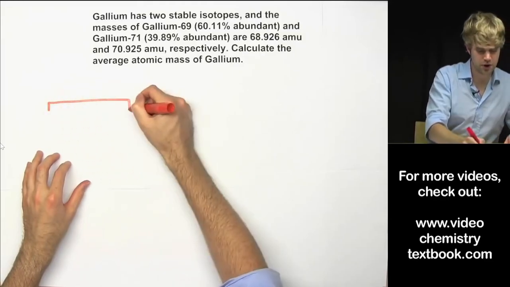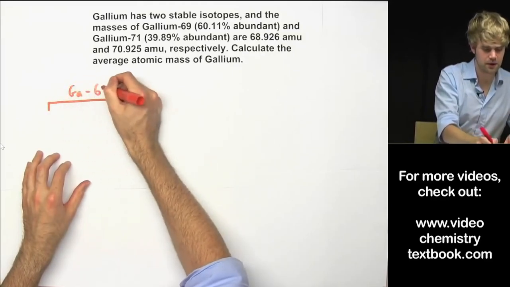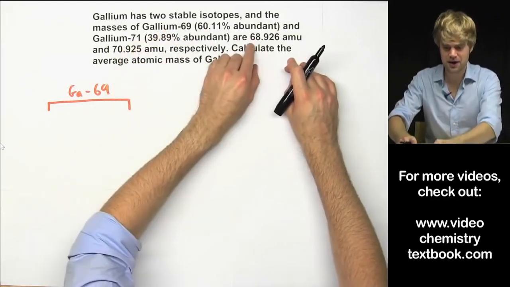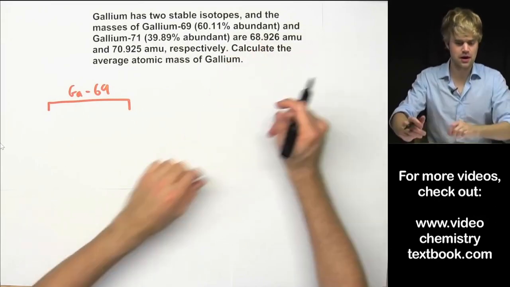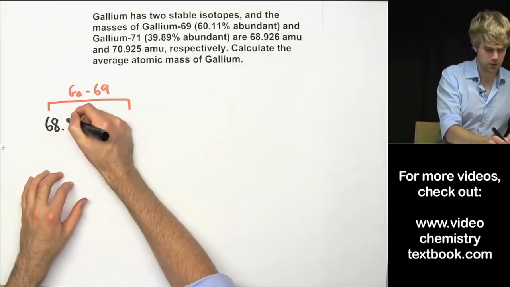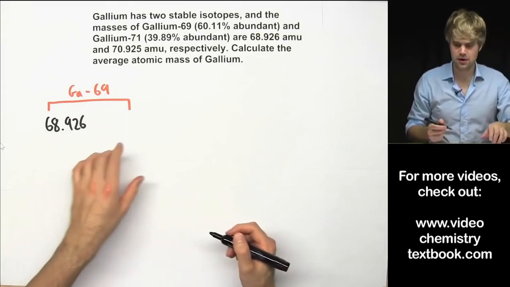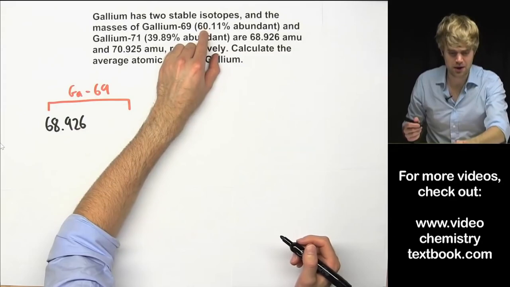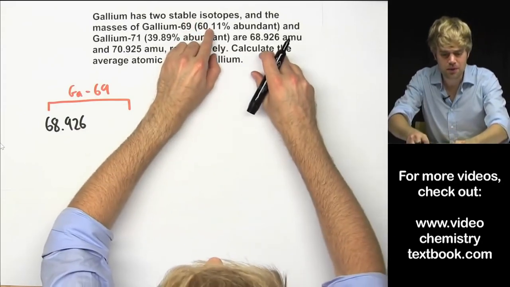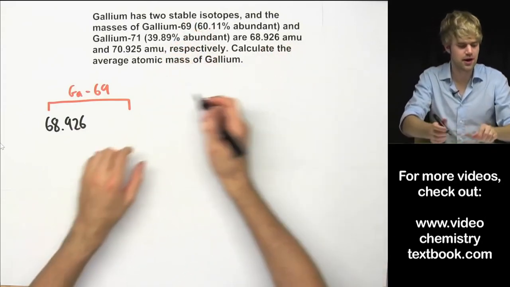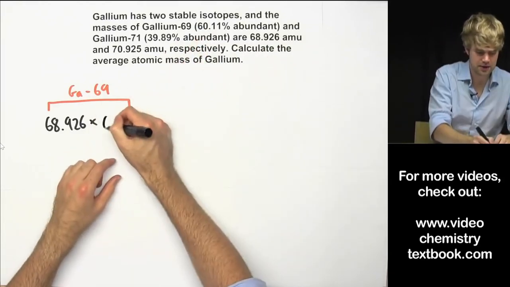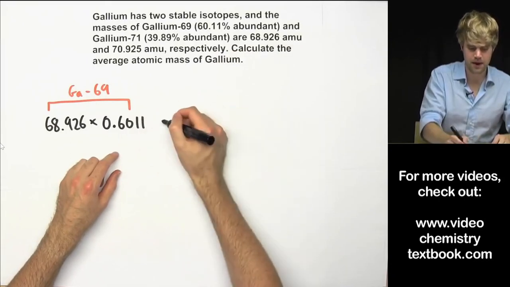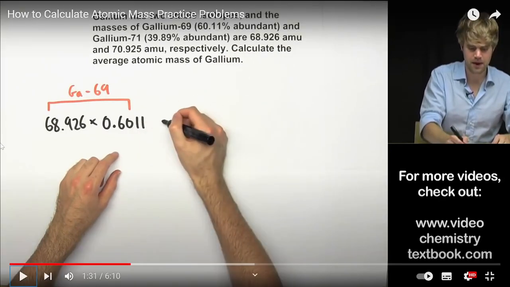So we will start with gallium-69. So what's its mass? It's the first one here, so respectively, we're going to use the first mass. It is 68.926. And now we want to multiply this by gallium-69's percent abundance, but expressed as a decimal. So we'll be moving the decimal place two spots to the left times 0.6011. Okay, I'm just going to pause that for a second if you need to write that down.